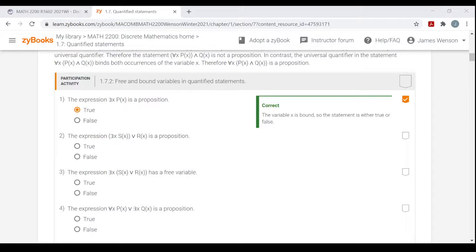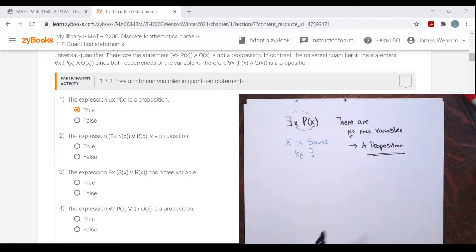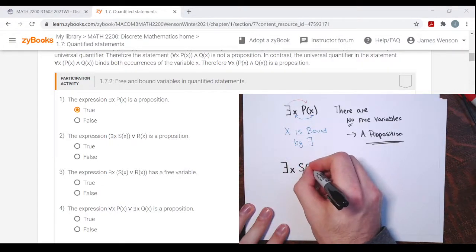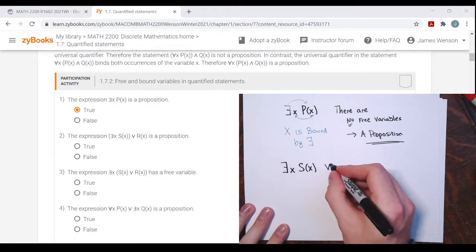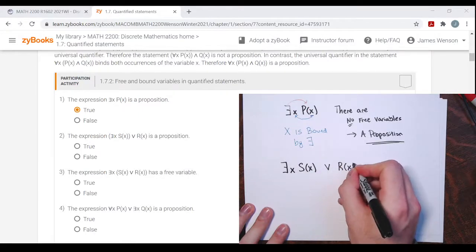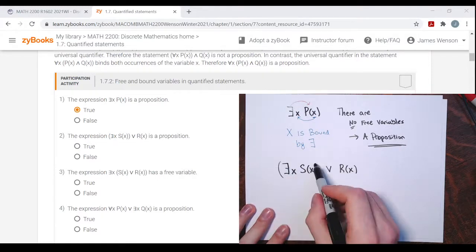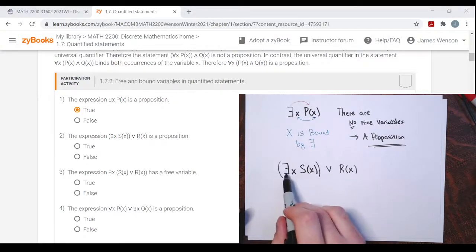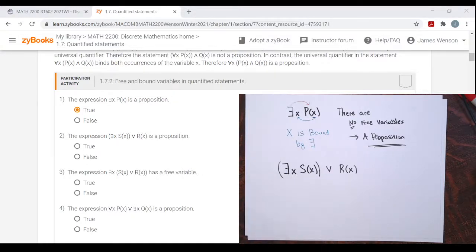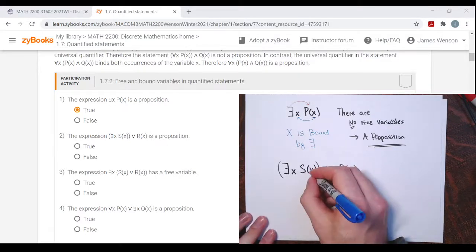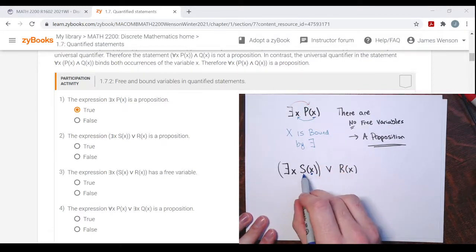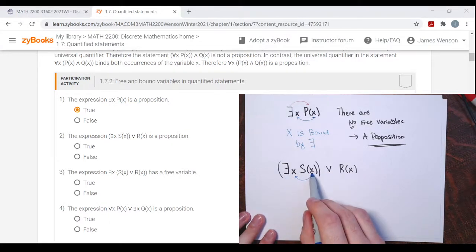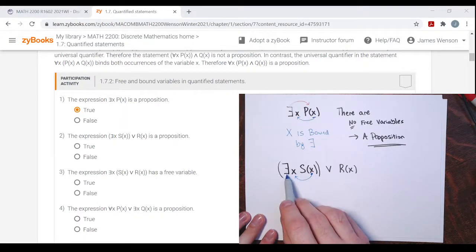All right. The next statement, where you have there exists x such that statement s of x is true, or r of x. Now, do you notice how the parentheses are around this? And even if there weren't parentheses, they'd be implied to be here. Remember that order of operations I mentioned earlier. So this x in the statement s of x is bound by the there exists. This variable x is bound by this existential quantifier.